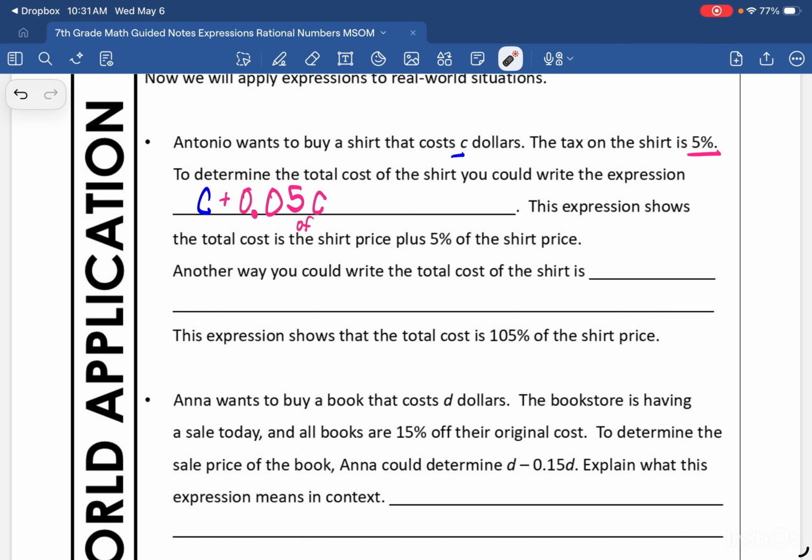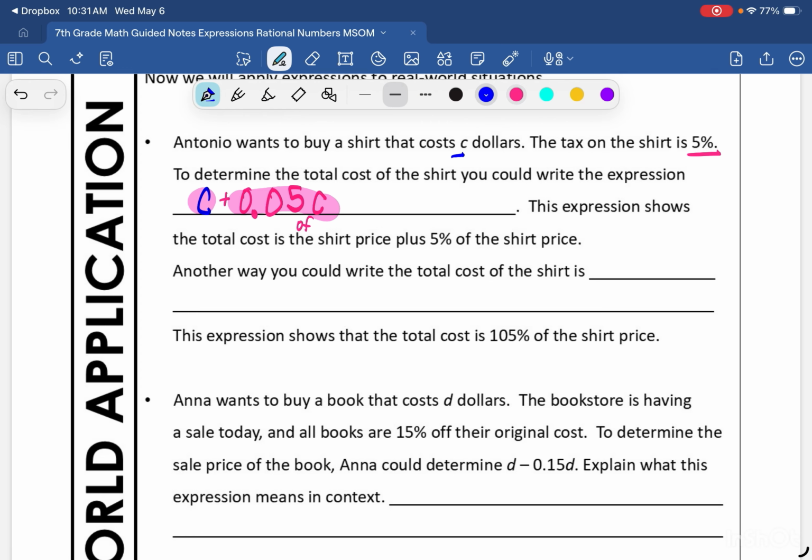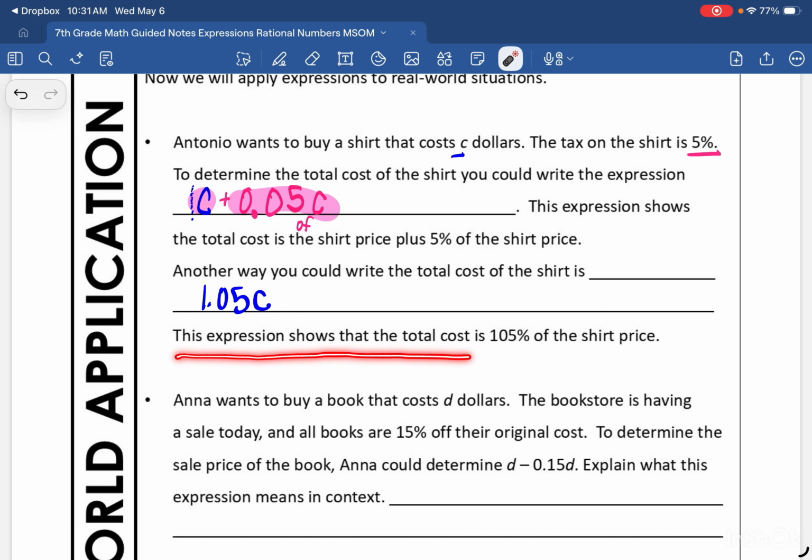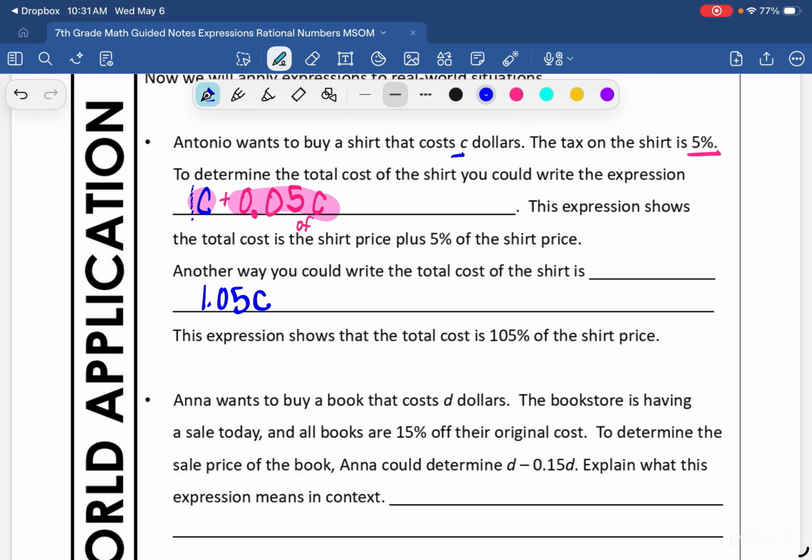Another way you could write the total cost of the shirt is, so now let's combine like terms. These are both similar terms or like terms, so we can combine them together. Now it doesn't say 1C, but I know it is 1C. We don't usually write the 1 right here. When there's just a variable there, it's 1. So 1C plus 5/100 C is going to give me 105/100 C. This expression shows the total cost is 105% of the shirt price.